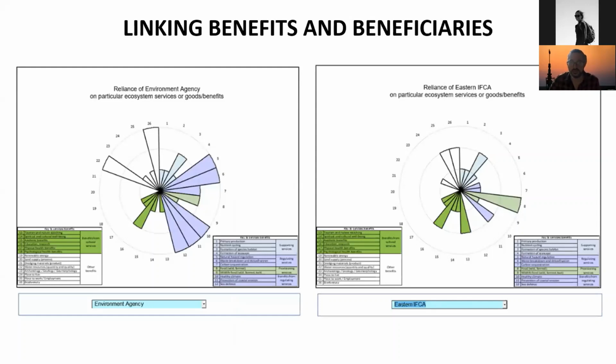So, for example, the Environment Agency is highly reliant on the regulatory functions of estuarine systems, particularly through providing nutrient cycling and managing nutrient cycling, water quality issues and flooding issues, which have been very large in the news recently.